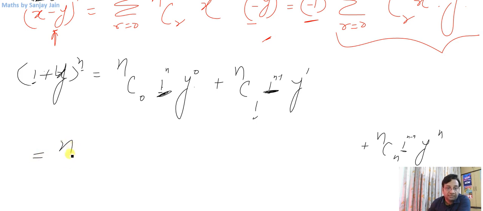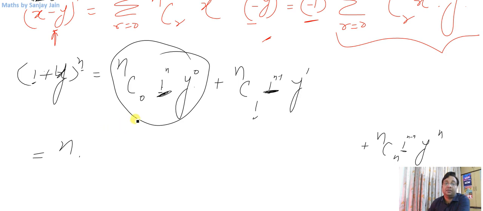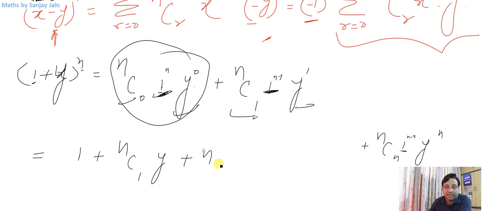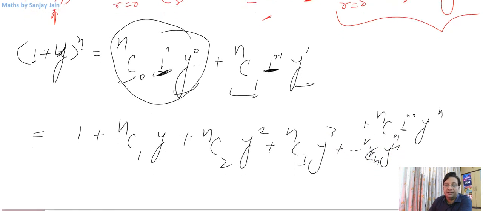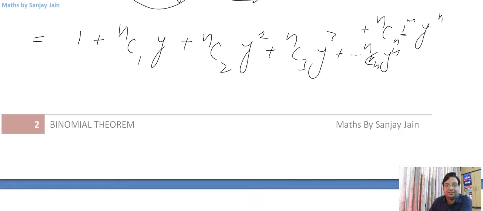So the formula that I have got is nC0 y raised to power 0. This term is 1 because y raised to power 0 is 1, this is 1, this is 1. So let me write it directly as 1. Okay, so let us start. 1 plus, this is n and this is y. Or let it be like this, nC1 y, nC2 y squared plus nC3 y cubed plus up to nCn y raised to power n.